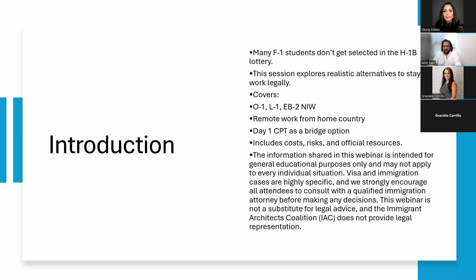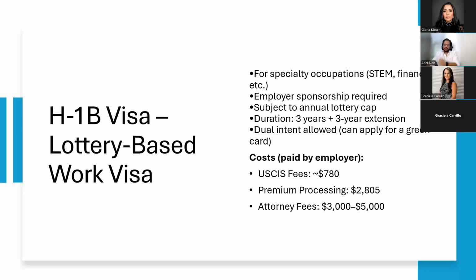its limits lie and why we need to explore beyond it. The H-1B is designed for specialty occupations, including fields like architecture, civil engineering, IT, and environmental science. It requires employer sponsorship and is subject to an annual lottery cap. If selected, you get an initial 3 years with an option to extend another three. One key advantage is that it allows dual intent, meaning you can apply for a green card while on H-1B.